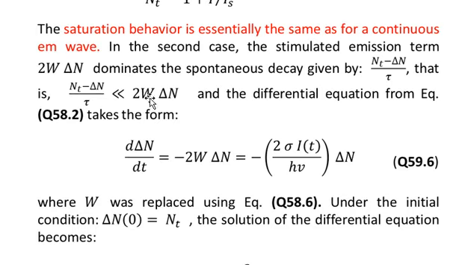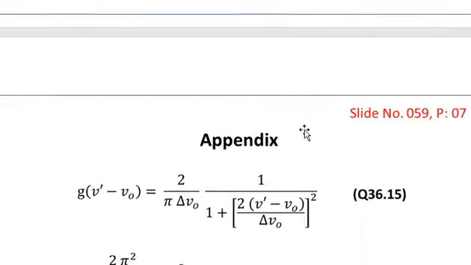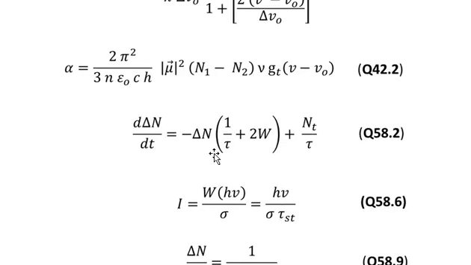The 2W delta n is actually the term corresponding to the stimulated emission process, and this Nt minus delta n over tau is the term corresponding to the spontaneous decay process. Let me explain these two terms using equation 58.2 from the appendix. If I multiply by delta n inside the parenthesis in equation number 58.2, I have a minus delta n over tau and then minus 2W into delta n.